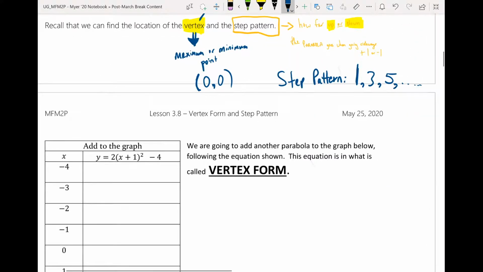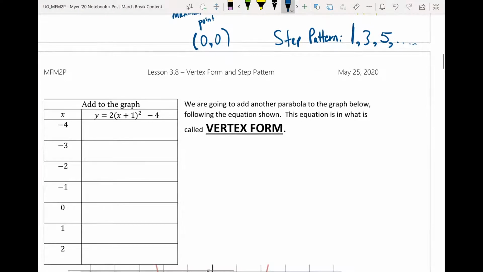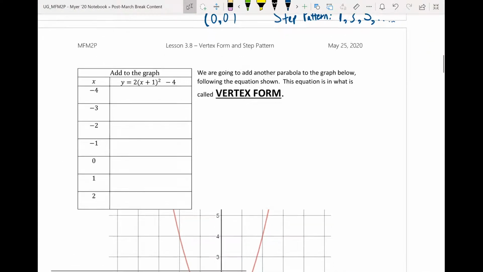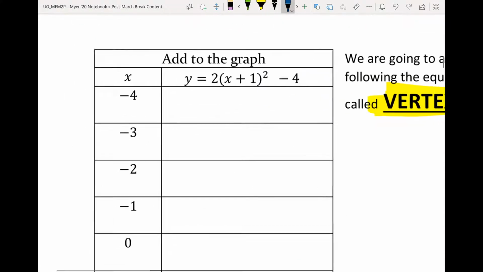All right, so if that's the standard step pattern, we're going to look at another parabola, and we're going to enter in the values here. So I'm going to fill in this table, and we're going to explain why it's called vertex form and why it helps us. All right, so this thing here, vertex form, is an equation of a parabola in a certain order. All right, so let's fill this in for a second here.